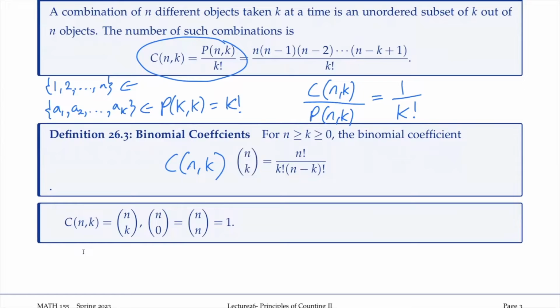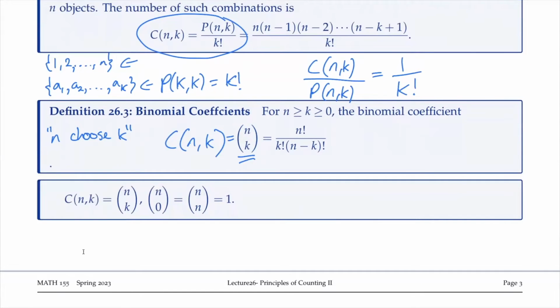So just to be clear, this isn't a vector, it's not a point, it is not n over k. This is actually read as n choose k. That's how we read this thing here. So n choose k is defined to be, for any n greater than or equal to k greater than or equal to 0, n factorial divided by k factorial times n minus k factorial.